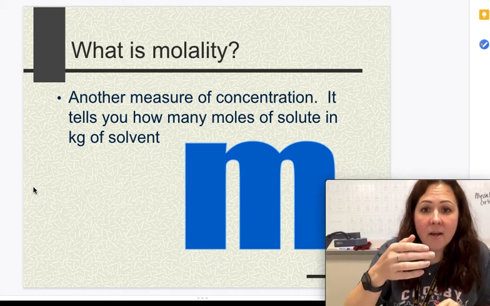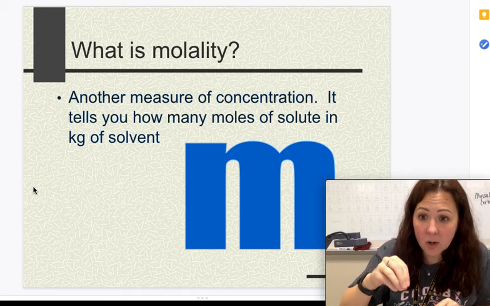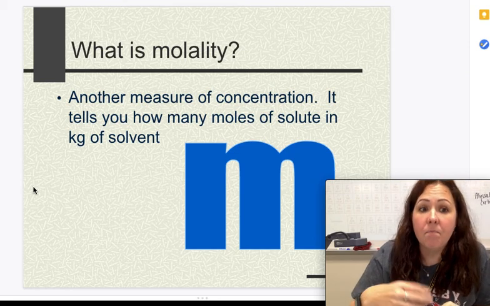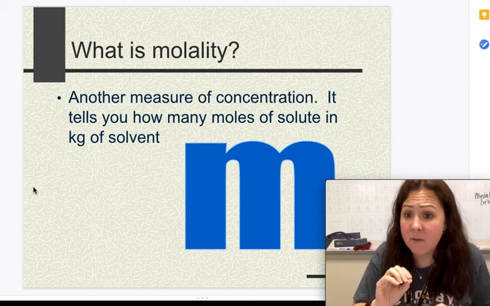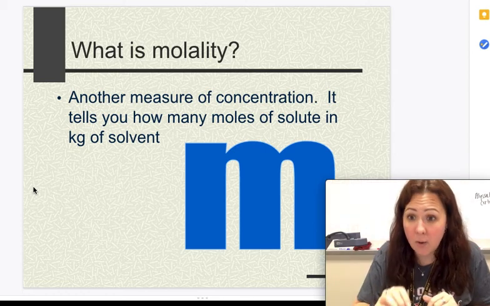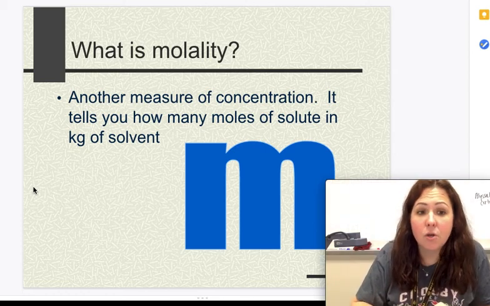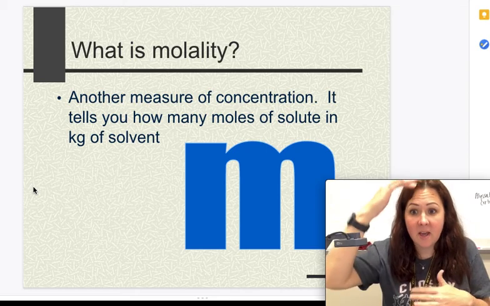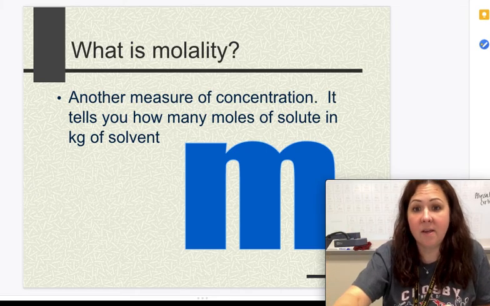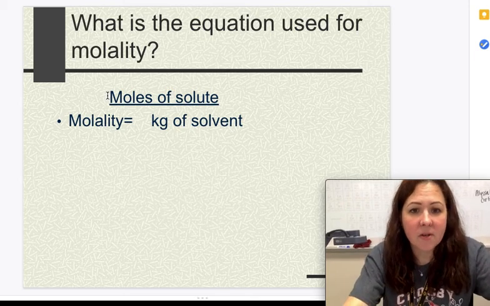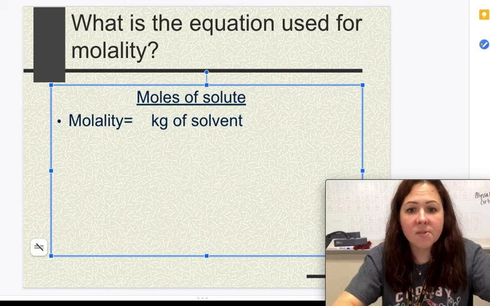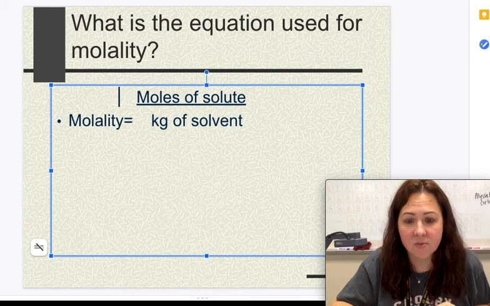When you're writing out your molality, it's a lowercase m. The molarity is an uppercase M, so that's the big difference between them, and you have to be very careful when you are writing them to make sure that you are really overemphasizing the capital M versus the lowercase m. We have your moles of solute divided by kilograms of solvent.